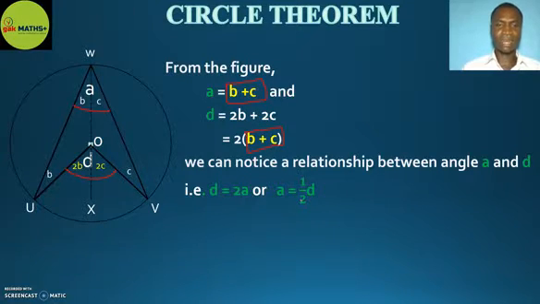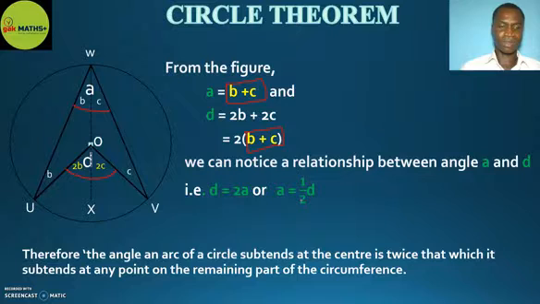So what is this relationship telling us here? We can say that the angle and arc of a circle subtended at the center is twice that which it subtends at any point on the remaining part of the circumference. Or we can say that half the angle subtended at the center of the circle is the angle subtended by the same arc on the circumference of the circle. Now, this brings us to the end of the proof.